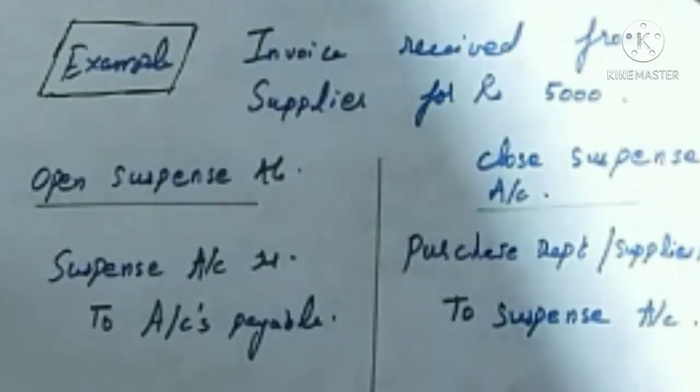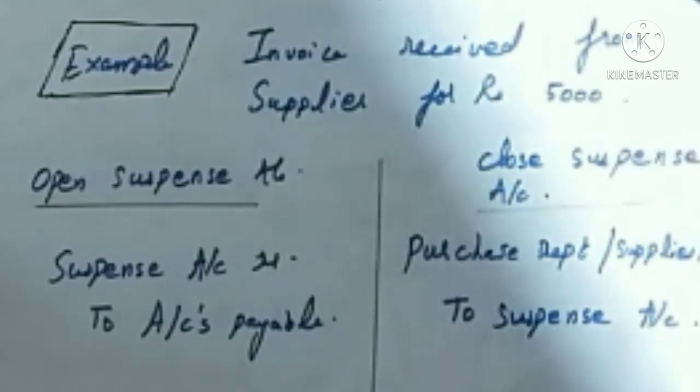The suspense account is used for any transaction that cannot be identified. If a transaction is completed but it is not clear where it came from or what it is meant for, for example, an invoice received from a supplier for rupees 5,000. Here, we don't know where to charge this rupees 5,000. After finding out, the concerned person came to a conclusion that this rupees 5,000 is for purchases made.